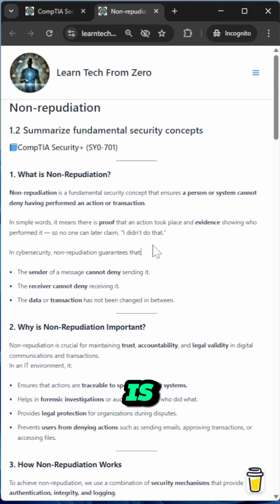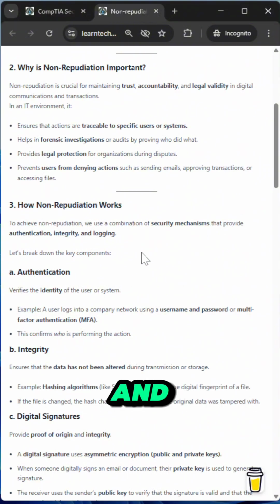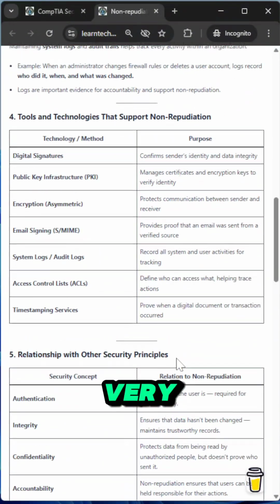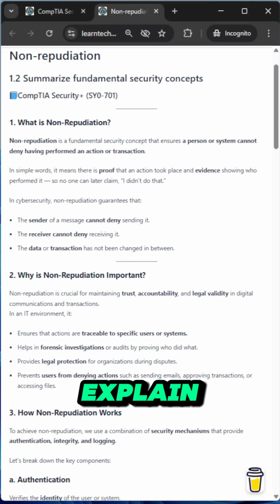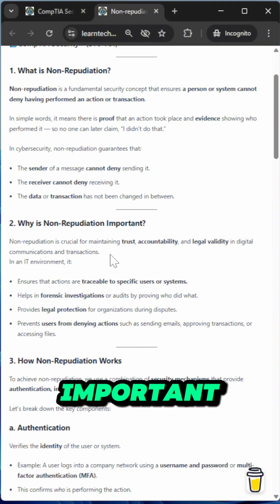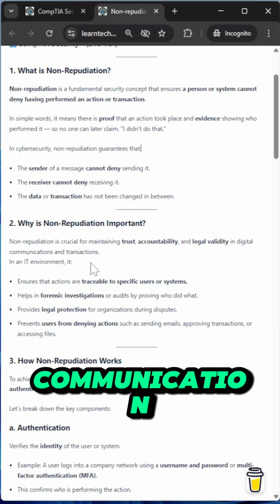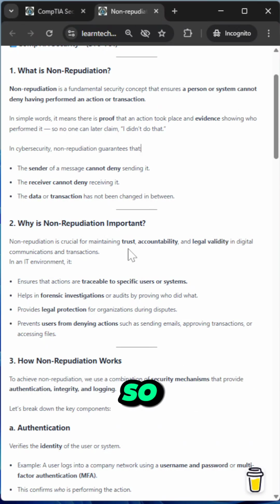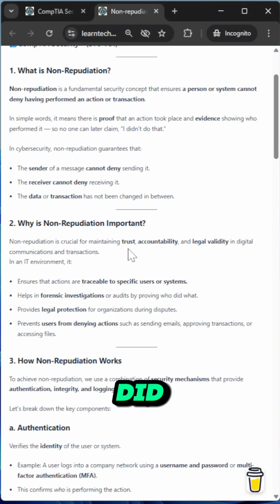And how is this proven? This is proven using different technologies and concepts we will be covering very shortly. Before we do that, let's see if there is anything else to explain. Why is it important? Because it maintains trust, accountability, and legal validity in digital communication and transactions. So it's important because you can trust that information, and there is accountability. Someone can't say, "Oh, I did not do that."